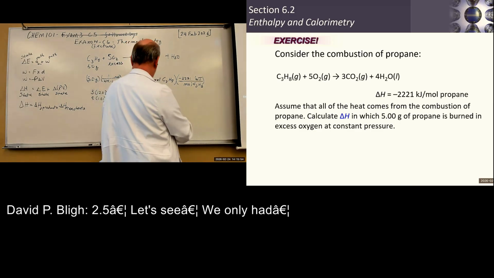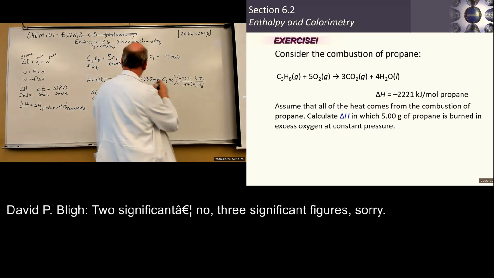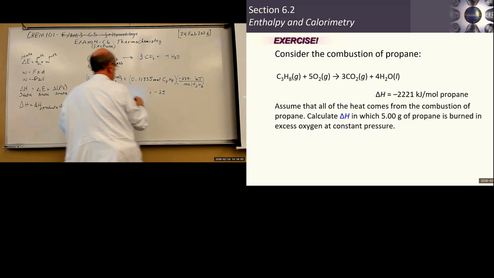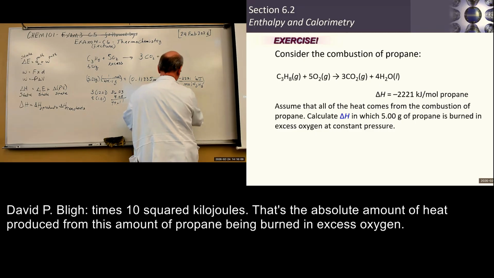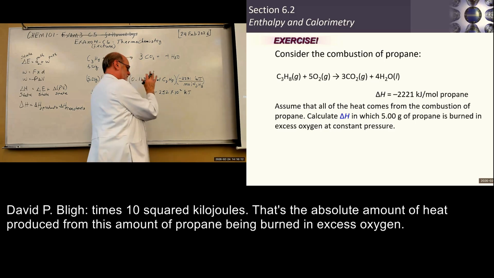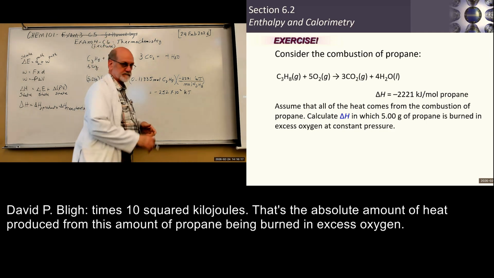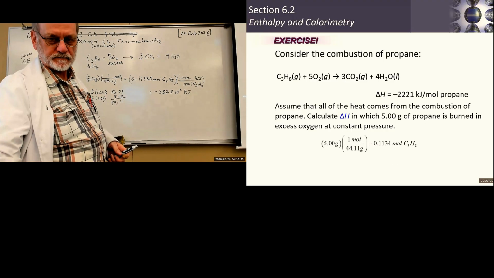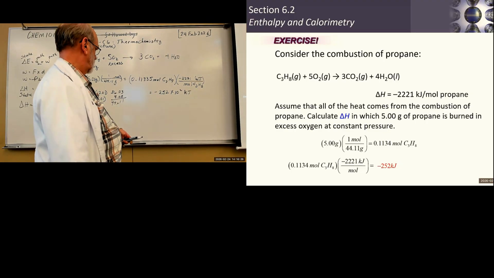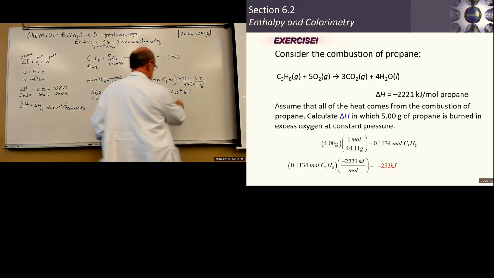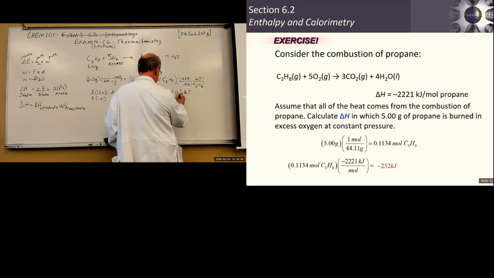Let's see. All right, we only have 3 significant figures. So this is 2 times 10 squared kilojoules. That's the absolute amount of heat produced from this amount of propane being burned in excess oxygen. Oh, they've got it in standard notation. Take these two, move them over like that, minus 252 kilojoules. There you go.